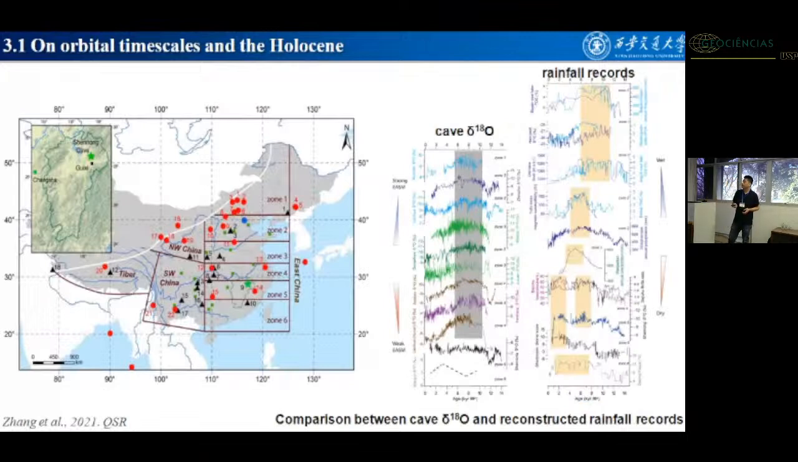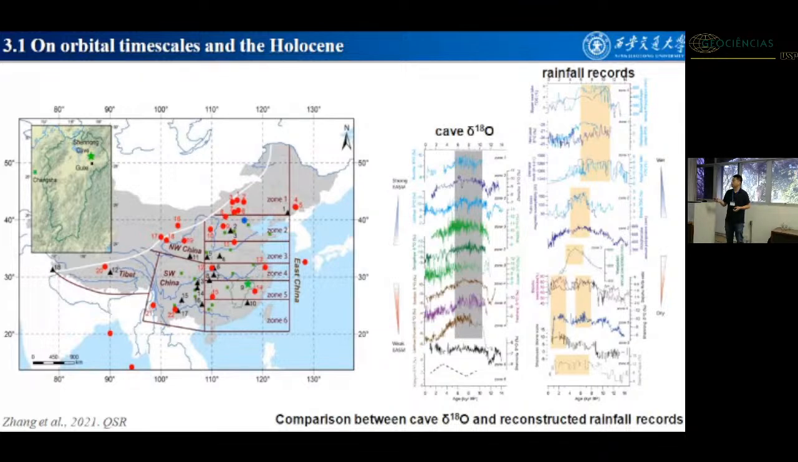So we collected all the speleothem records and reconstructed rainfall records from Eastern China. From north to south, we divided it into 6 zones. We put all these records in these 6 zones. We can see the speleothem δ18O records from north to south are almost similar, but in southeast China, the speleothem records are different.